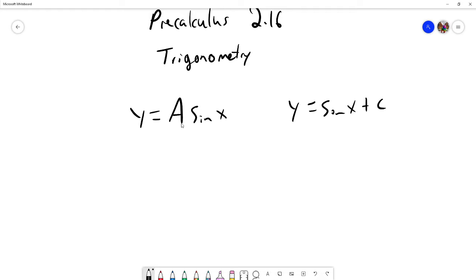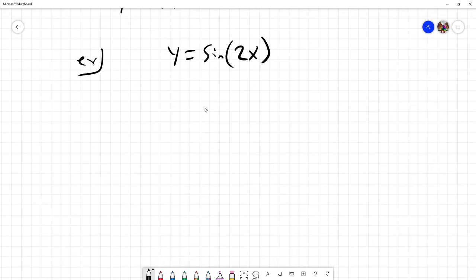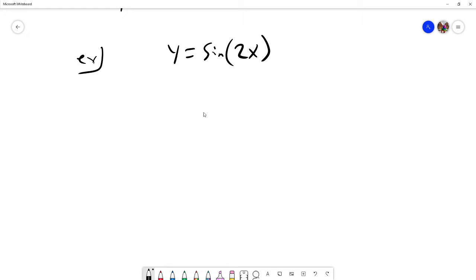Now, our question is, what happens to our sine graph if we have something like 2 times x inside of it? So now what we're doing is multiplying the input variable by 2 inside the sine. So new situation, let's see what happens. So this is our example that we're going to have fun with. So we can start by making a table of values.